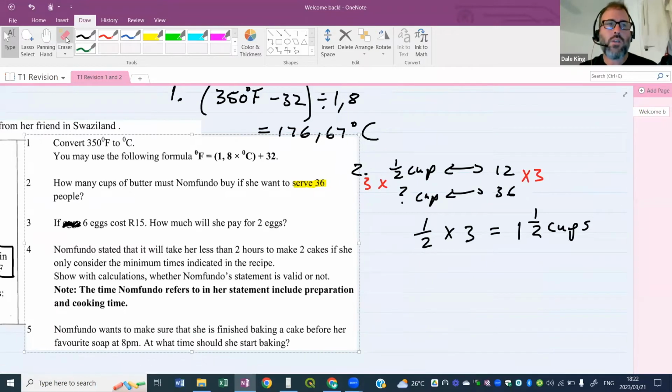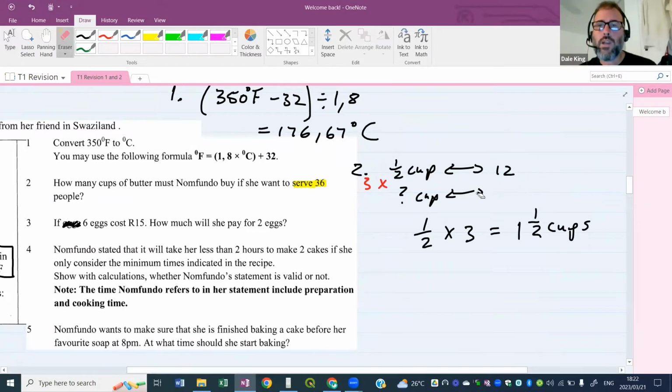So what I did was I created a little relationship over here, and I said half a cup of butter is for 12. So how much butter, question mark, is it for 36? All right. So this amount of butter needs to increase. But by how much? Well, we have to look on the right-hand side here. How many times bigger is the number of people from the original? It went from 12 to 36. So what did we do to that 12 to get to 36? You times it by 3.